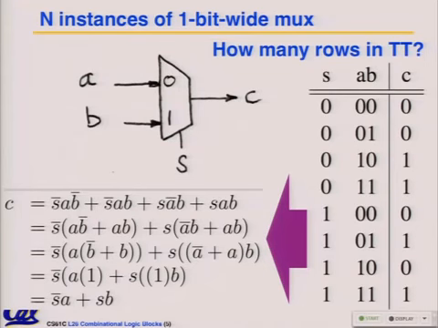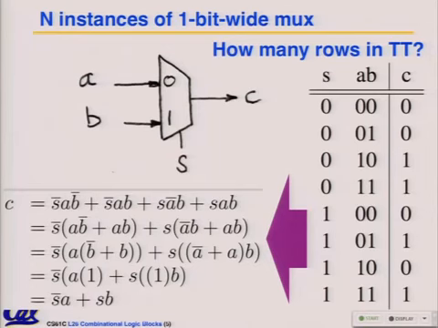And what's so cool about the simplified term in the bottom is it actually reads like English. For example, let's read it together. This says not S and A, or S and B. And that's actually what the MUX is doing. When S is false, 0, it's A.